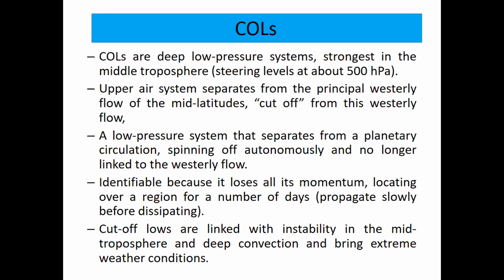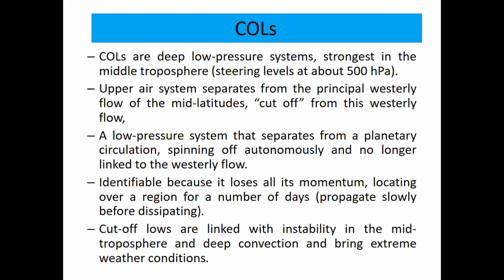How is it identifiable? This weather system is identifiable because it loses its momentum as it locates over a region for a period of a maximum of about 6 days, and it propagates slowly before it dissipates. So it is a quasi-stationary weather system because it propagates very slowly as it tends to locate over a certain region. And you find that the Mascarene High, which is sitting over the Indian Ocean, also plays a vital role in the blocking and the slow propagation of this weather system. And again, we need to note that there is a link between a ridging high near the surface and the occurrence of cutoff lows.